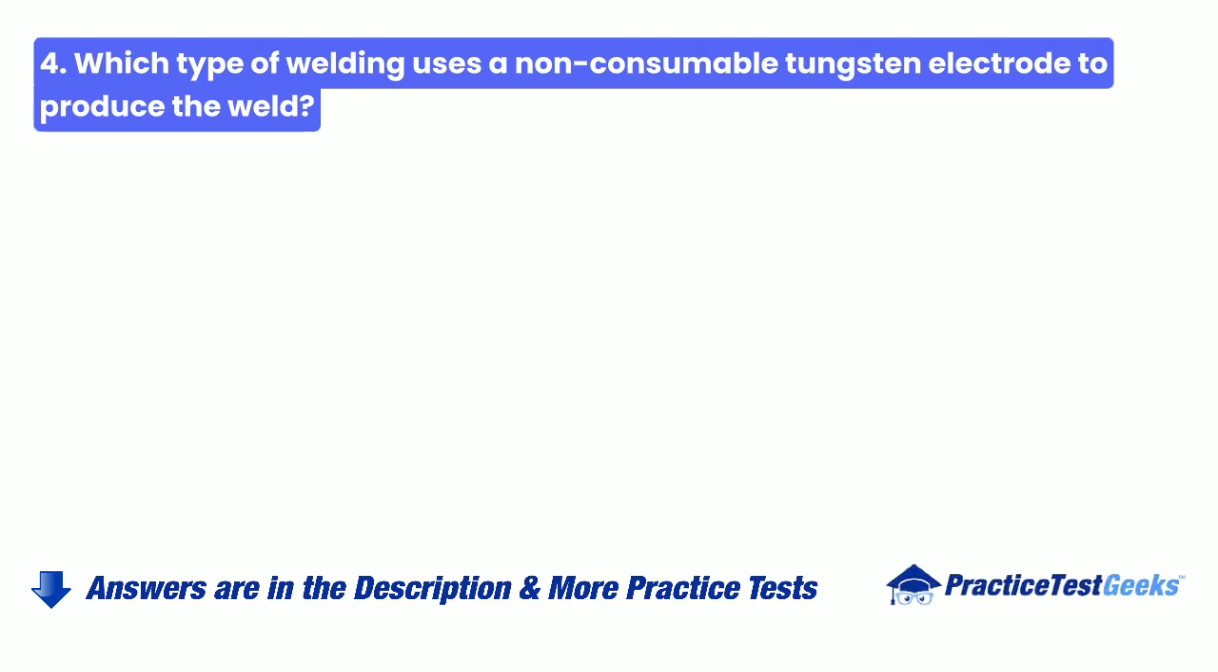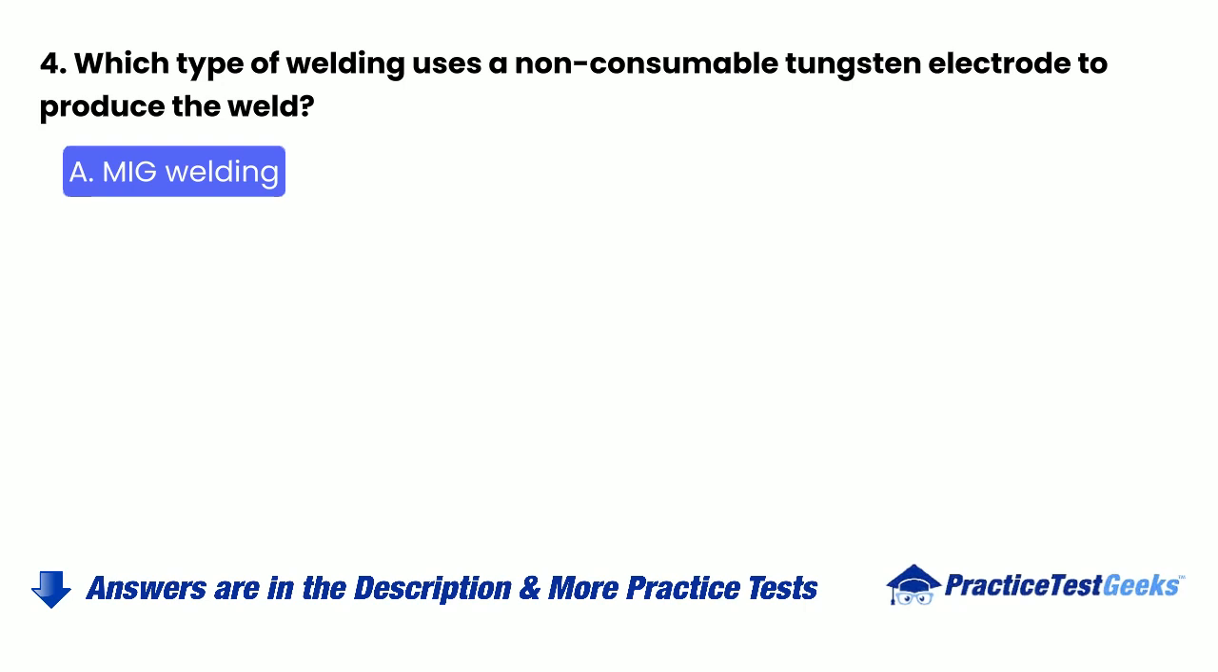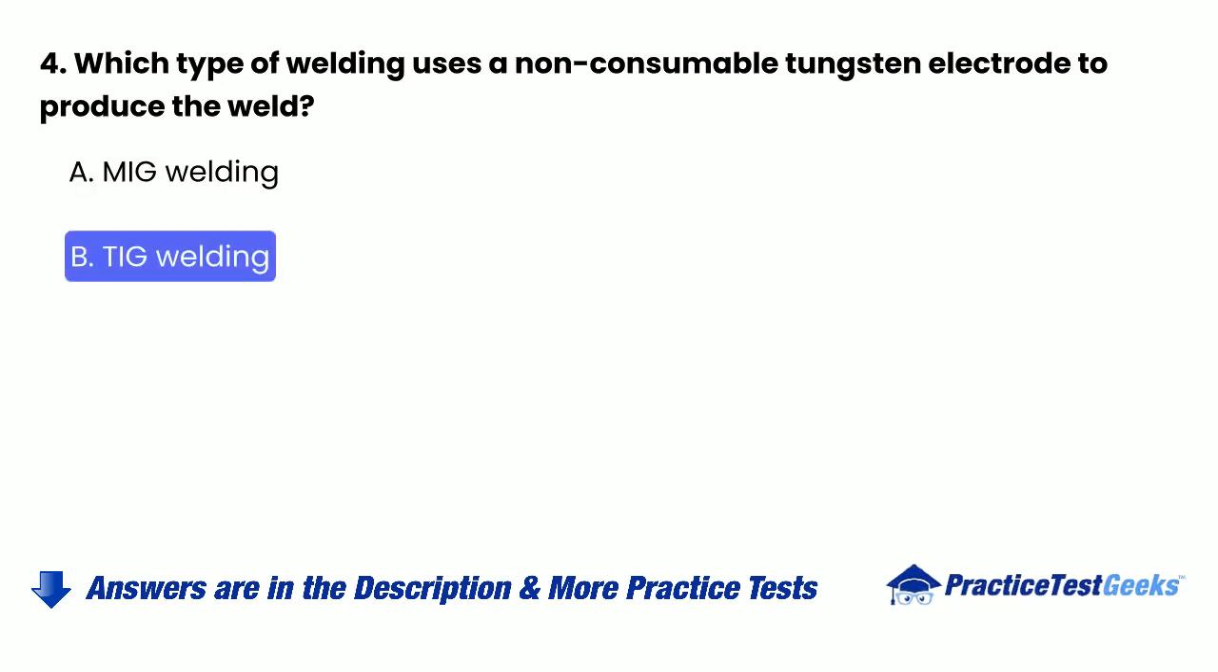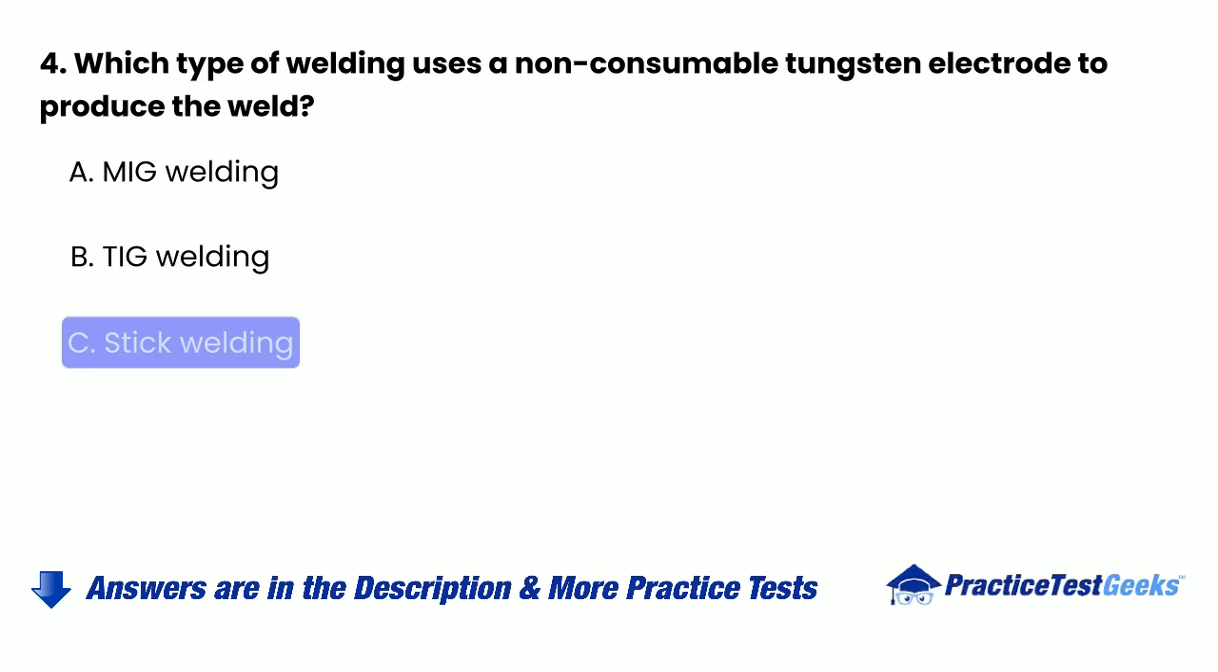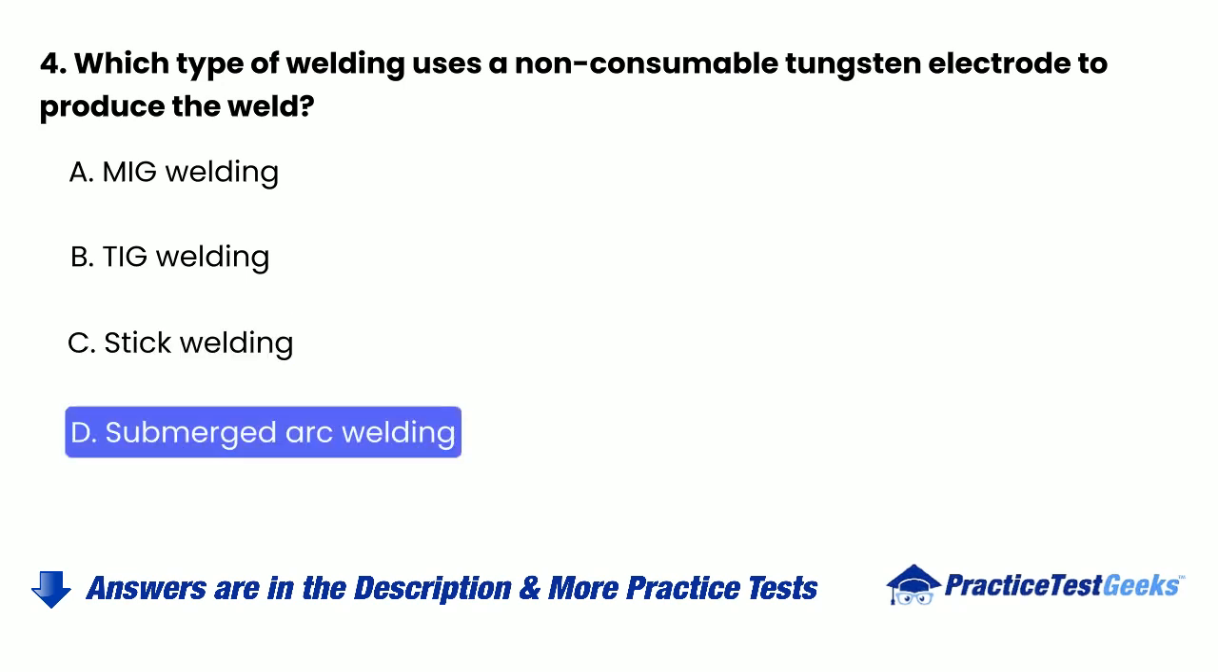4. Which type of welding uses a non-consumable tungsten electrode to produce the weld? A. MIG welding. B. TIG welding. C. Stick welding. D. Submerged arc welding.